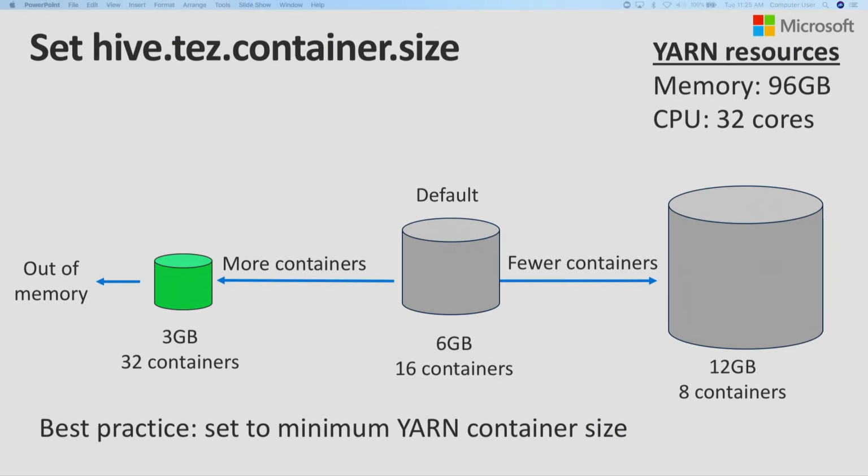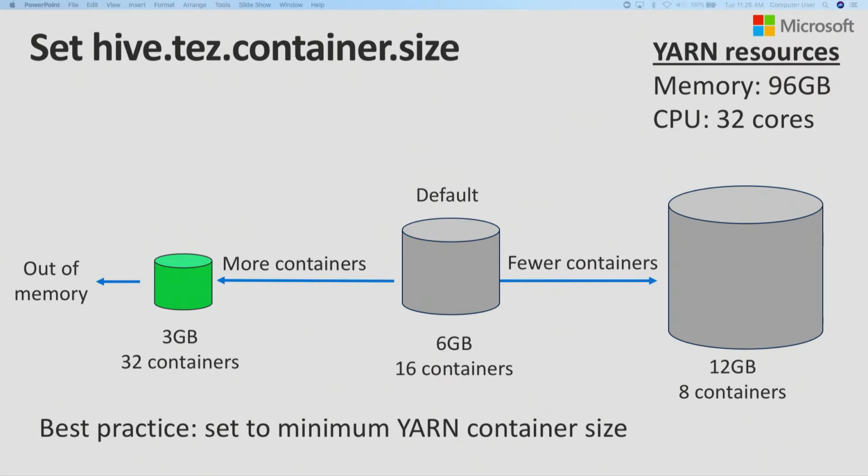hive.tez.container.size to the same size as the minimum yarn container size. So these are two different settings: hive.tez.container.size is something that we can set, and then the minimum yarn container size is something we can set in Ambari. If we want to go even lower than that, that's fine. We can go into Ambari and change the minimum yarn container size. Maybe we want it to be 1.5 gigabytes. So we'll reduce it to that, and then we can set our hive.tez.container.size appropriately.